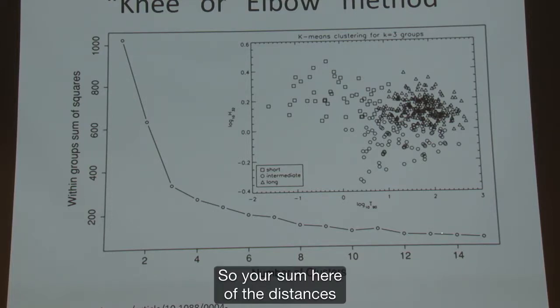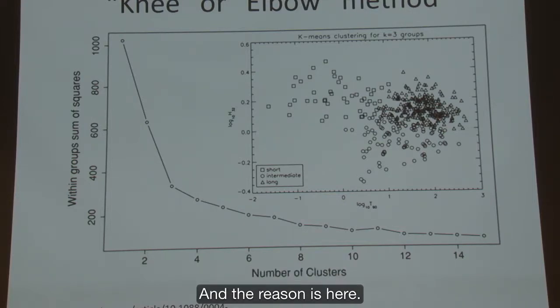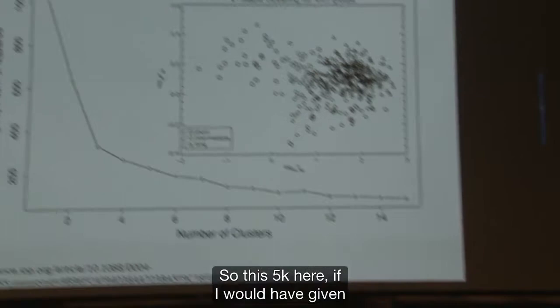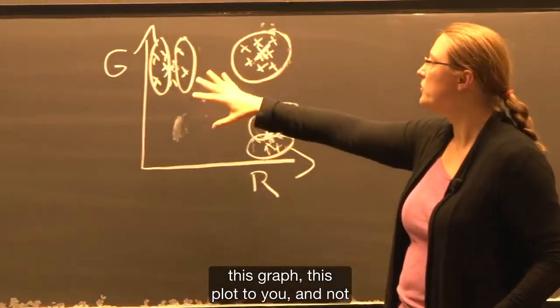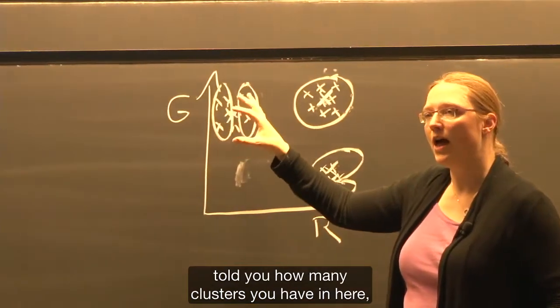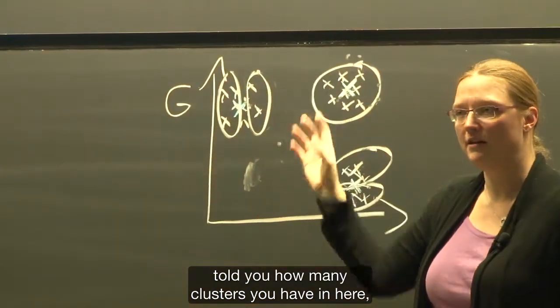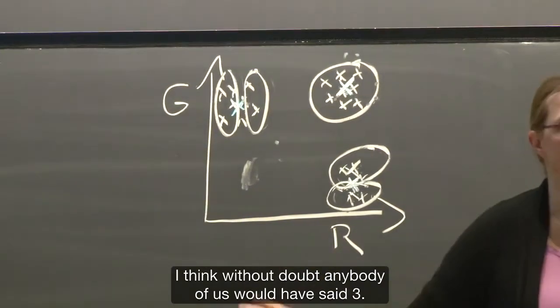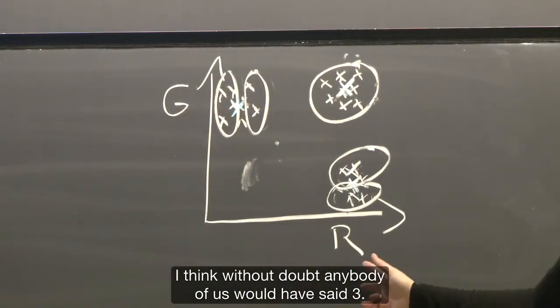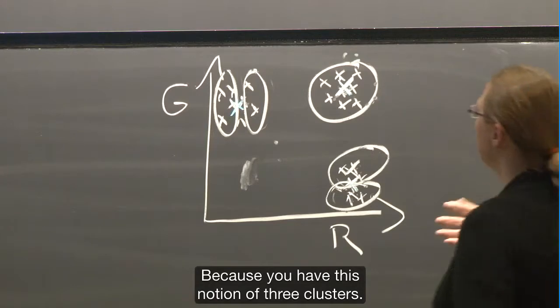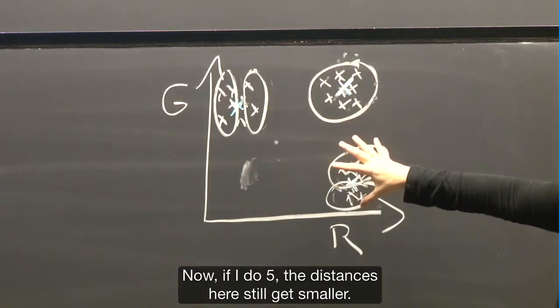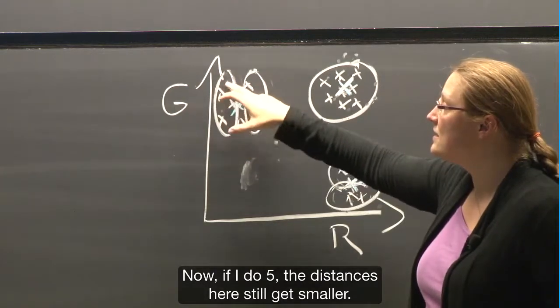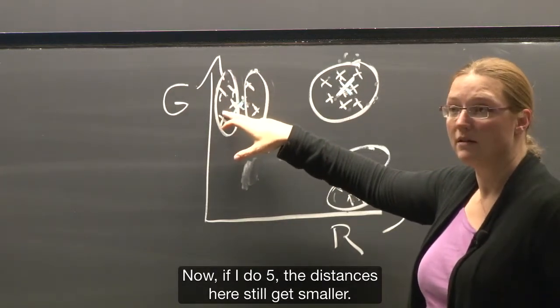So your sum here of the distances went still down with the higher k. And the reason is here. So this k of 5 here, if I would have given you this plot and not told you how many clusters you have in here, I think without doubt, anybody of us would have said 3, right? Because you have this notion of 3 clusters, right? Now, if I do 5, the distances here still get smaller, right?